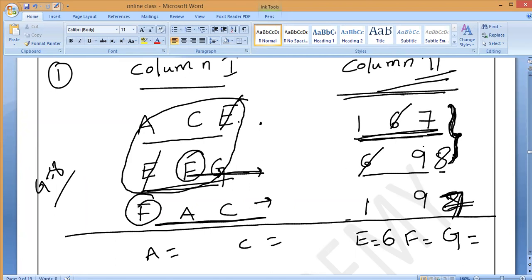It is 9. So F equals 9. So F you can strike. Now, all of you, strike F.